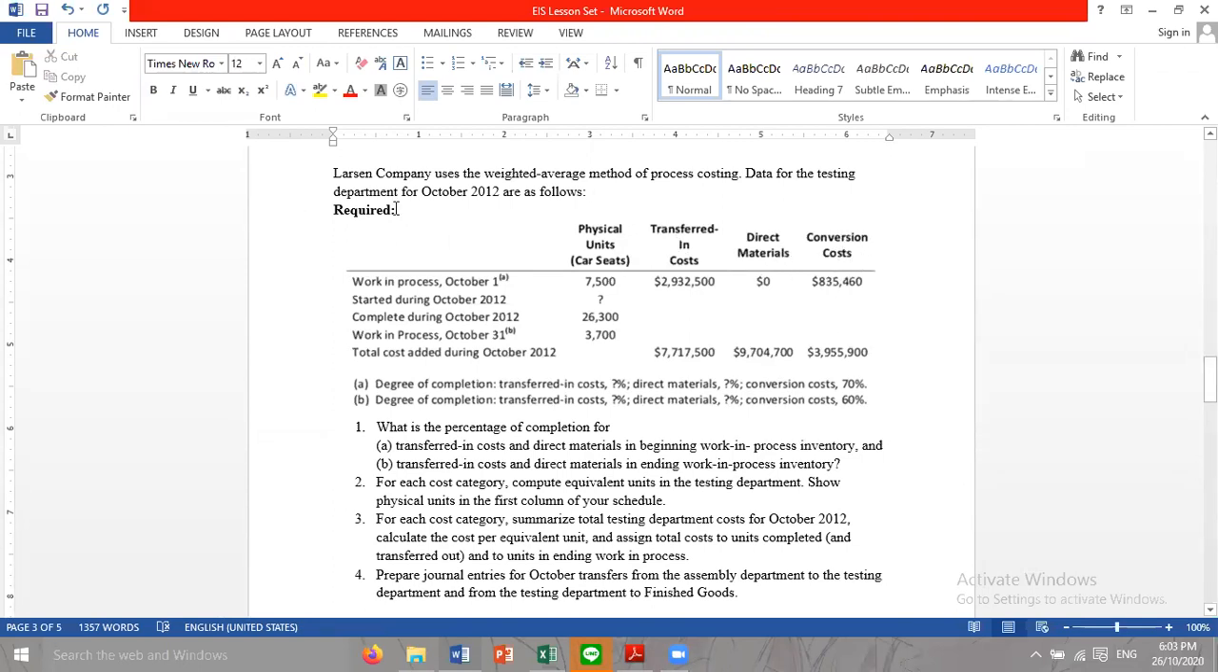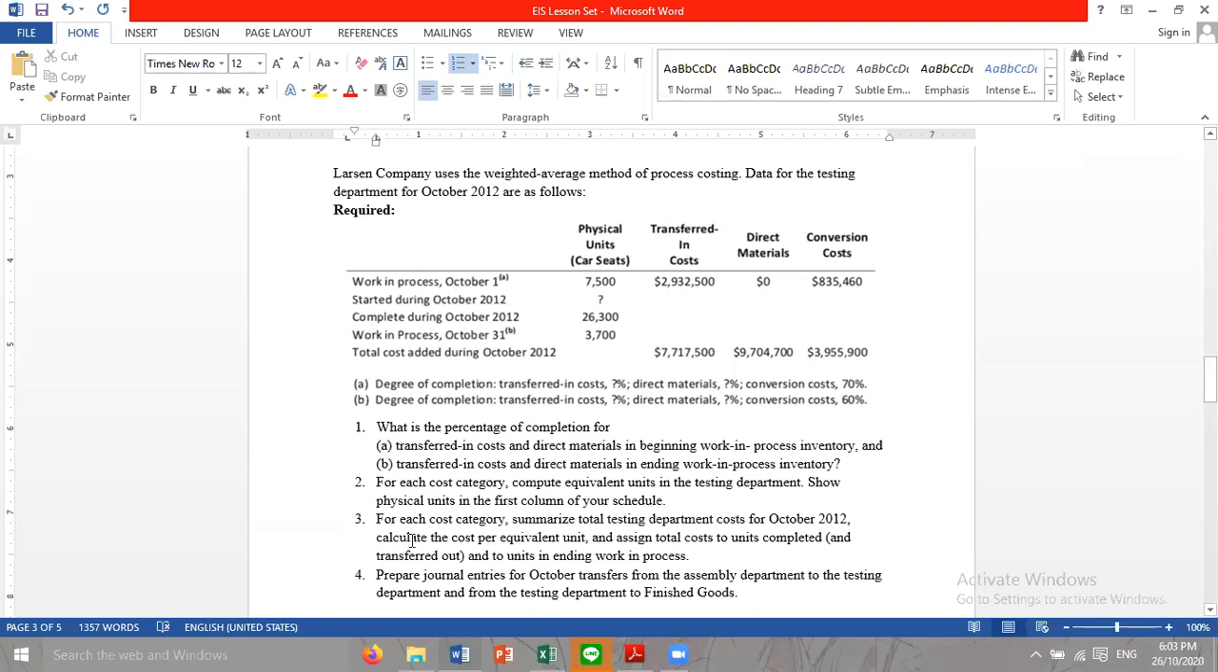So here are the questions. One, what is the percentage of completion for A, transferred in cost and direct materials in beginning work in process inventory, and B, transferred in cost and direct materials in ending work in process inventory? Two, for each cost category, compute equivalent units in the testing department. Show physical units in the first column of your schedule.